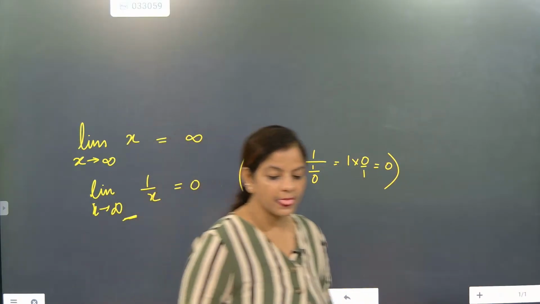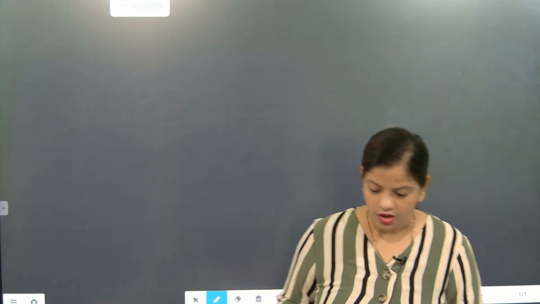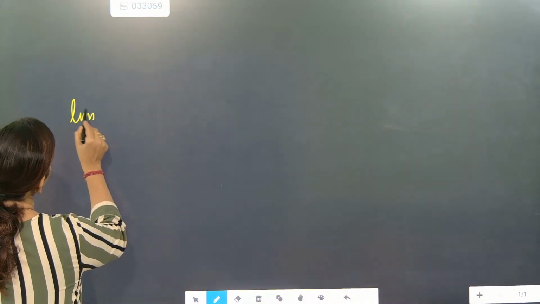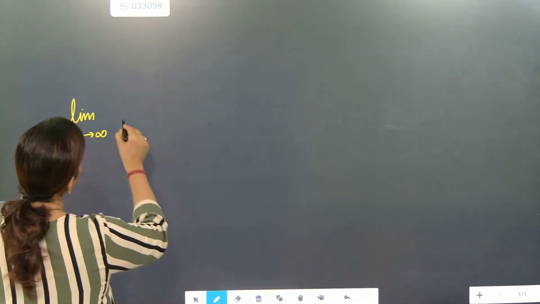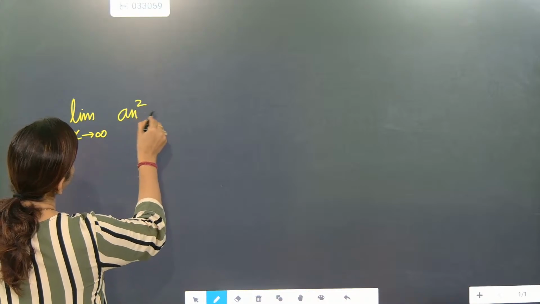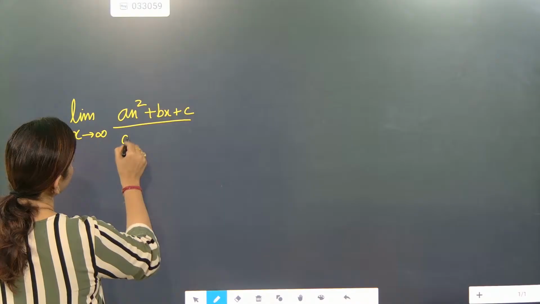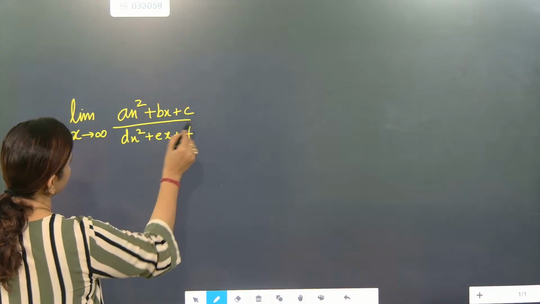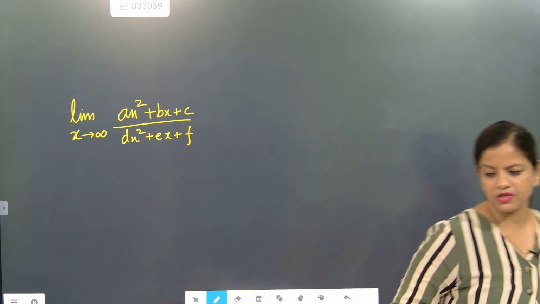So now we'll go for the next section. Let's check this one out. One question is there: limit x tends to infinity, (ax square plus bx plus c) by (dx square plus ex plus f). If this type of question is given to you, how are you going to proceed with this question?